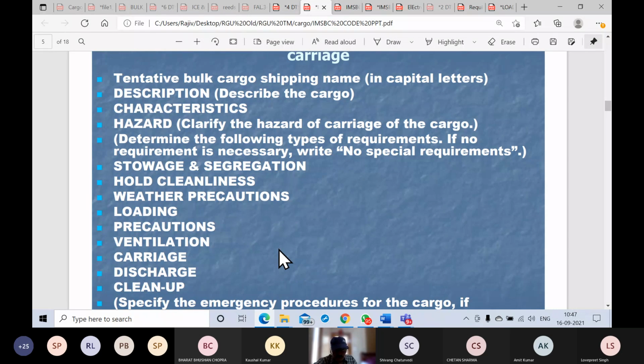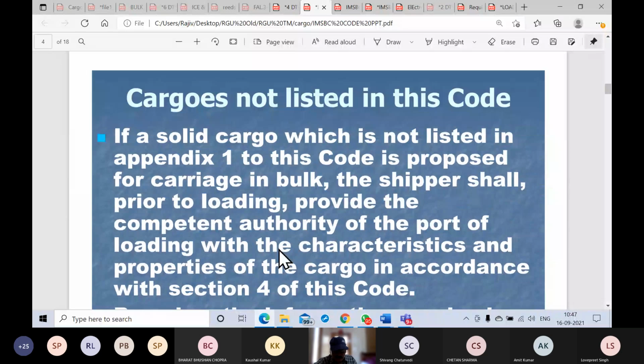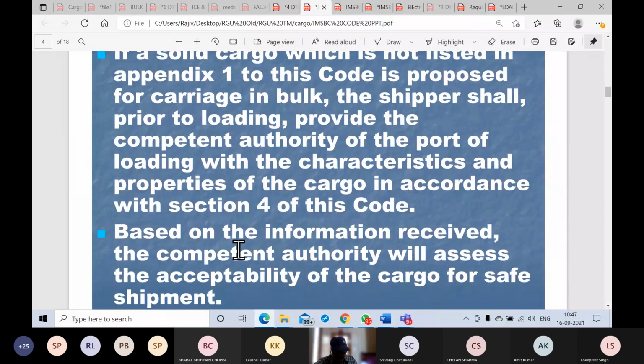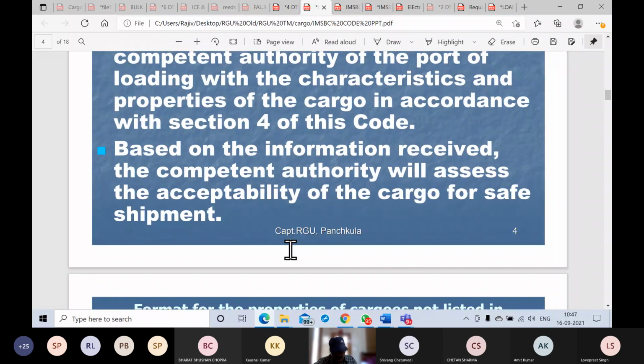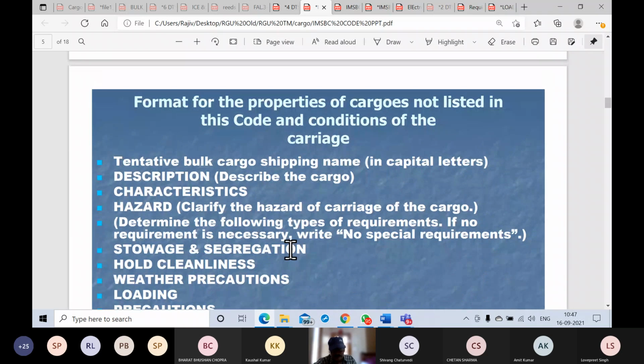So when you are answering that question, not only will you mention what is required by this slide, that the shipper has to provide information, and based on the information, the competent authority of the load port will assess acceptability. In the declaration, the shipper will include these points. Add this in your answer.